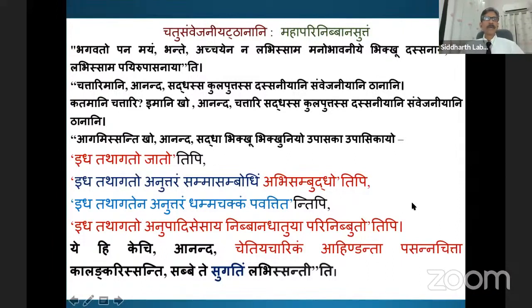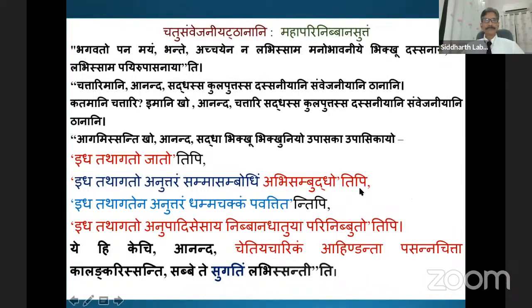He says, oh Ananda, those people who have faith in the Dhamma and in the Buddha, the bhikkhus, bhikkhunis, upasakas and upasikas, where should they go? They should go to four places. Where? Idang Tathagato jato: here the Tathagata was born. Idang Tathagato anuttarang samma sambodhi abhisambuddho: here the Tathagata attained enlightenment.